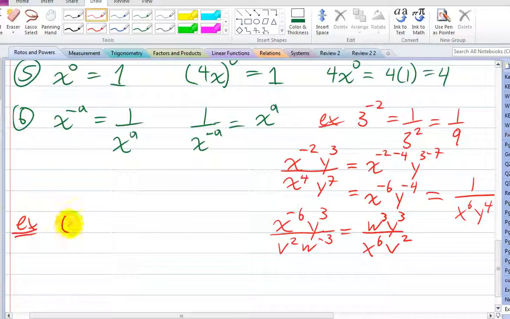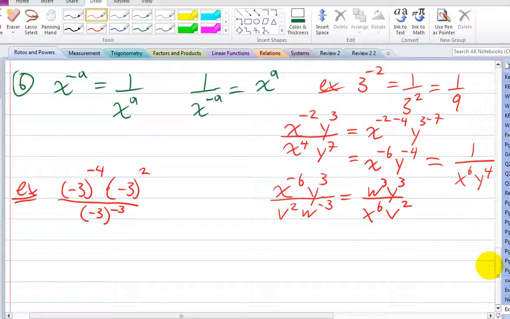Negative 3 to the negative 4 times negative 3 to the exponent 2 divided by negative 3 to the exponent negative 3. Just a little teaser. See what you think. So, kind of come up with your exponents right there. Fix them up. That'd be the good start, right? Adding or subtracting. That's all you're doing with your exponents.